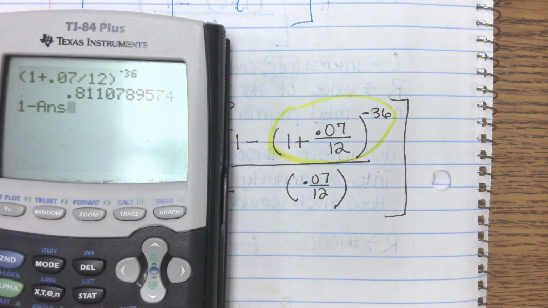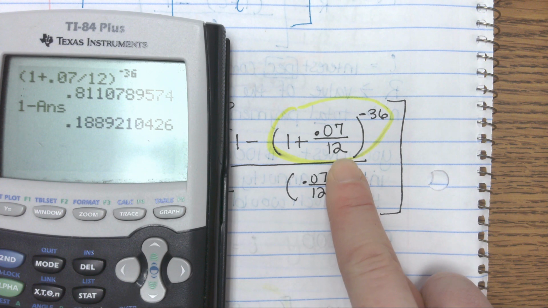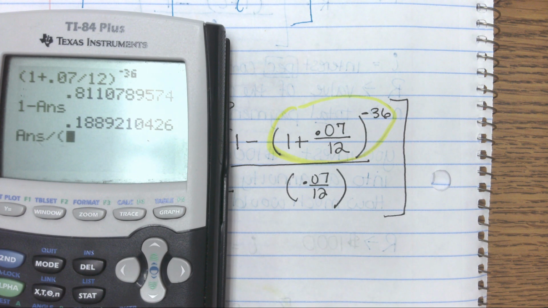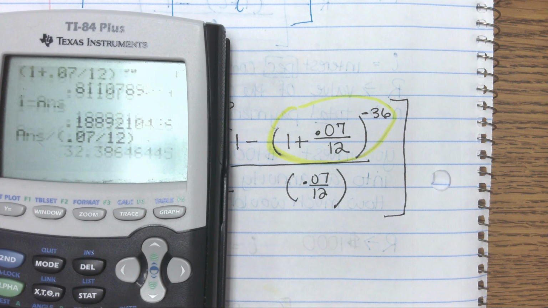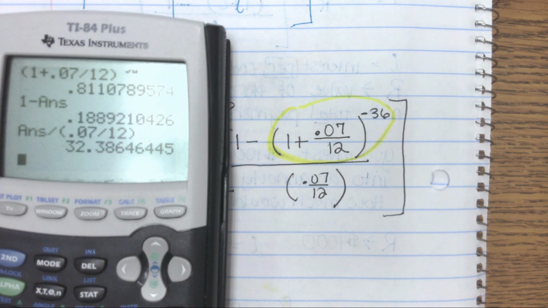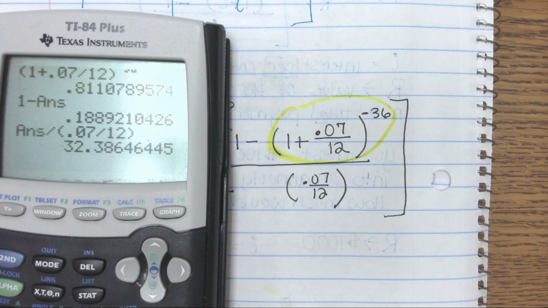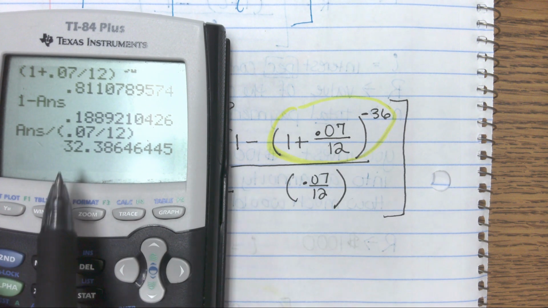Thank you for cooperation. You can go ahead and clear now. So go about your regular school day business. Thank you. Okay. You then should get 0.1889210.426. We good so far? All right, divided by, in parentheses, 0.07 over 12. Now you may round. This whole big bracket is 32.386.